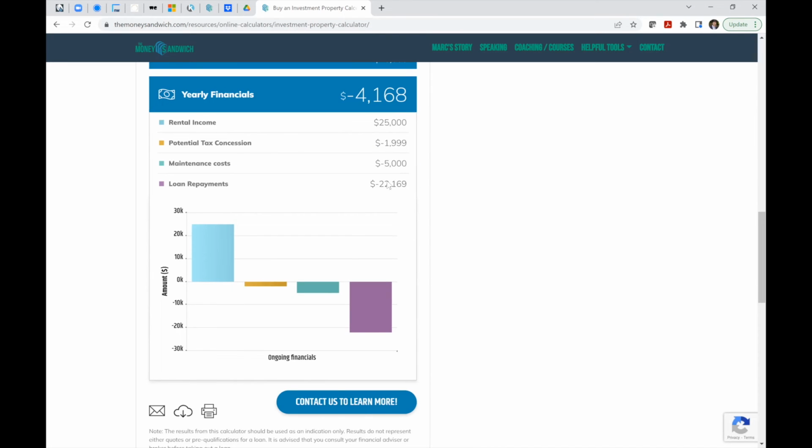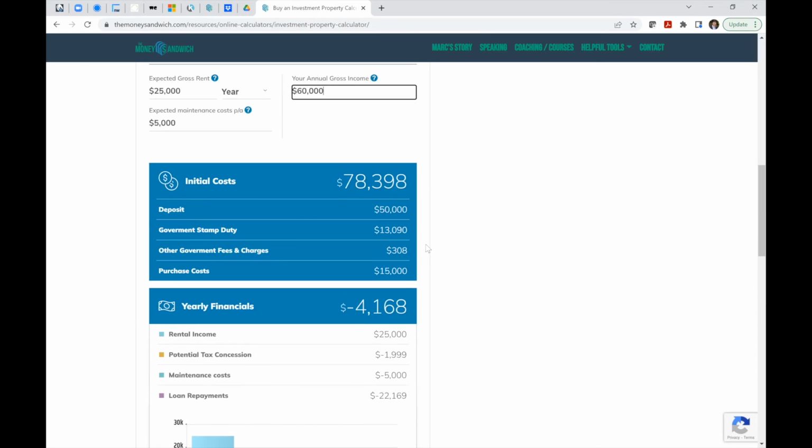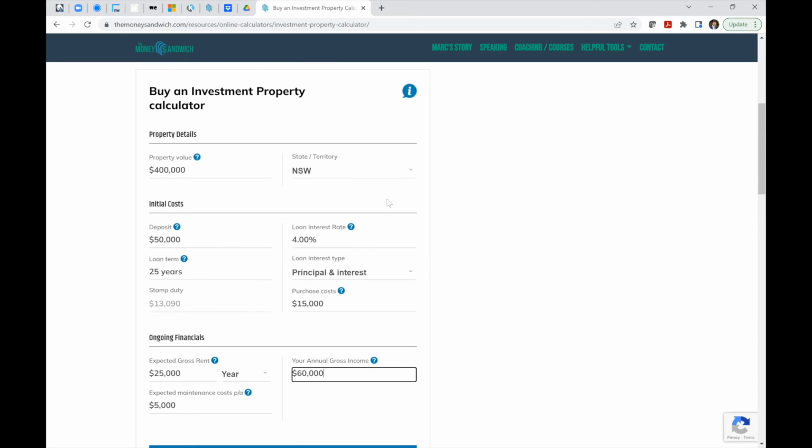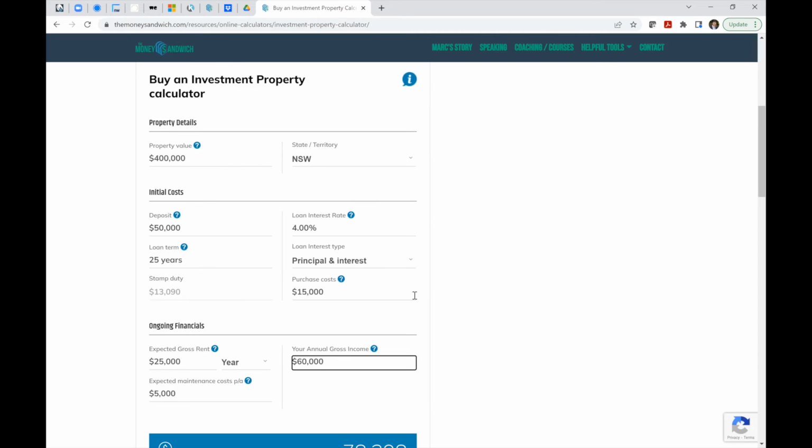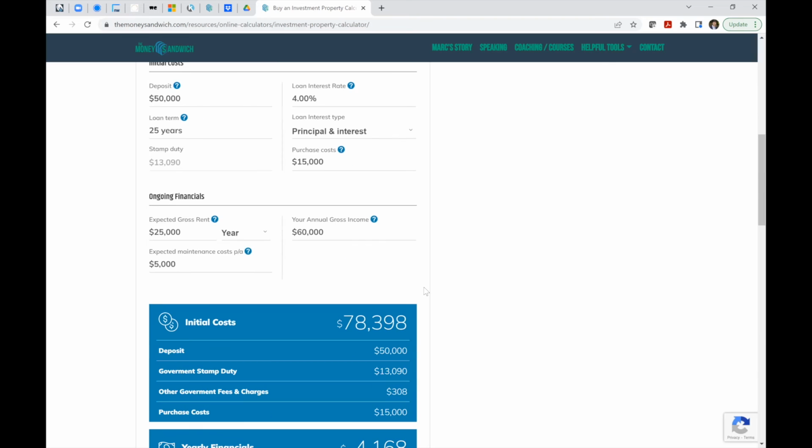Apart from the individual figures, the graph actually also shows that same format. So it's quite interesting, and you can now go back and put in your own details or your own example and muck around with this calculator to see how it works for you and to see whether purchasing an investment property is a worthwhile idea.